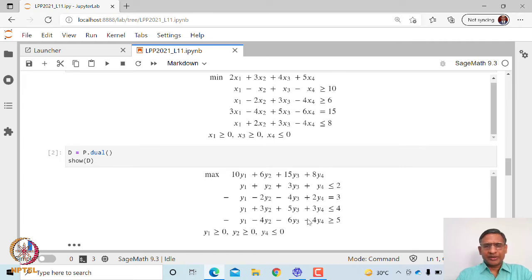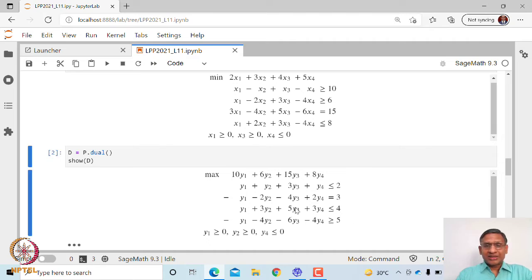Now see what has happened. The second variable in the primal is unrestricted. So look at the second constraint in the dual, that is now equality, right? The first constraint in the primal is greater than equal to, so the constraint in the dual has become less than equal to. For example, the last constraint in the primal is less than equal to, so the last constraint in the dual is greater than equal to, right?